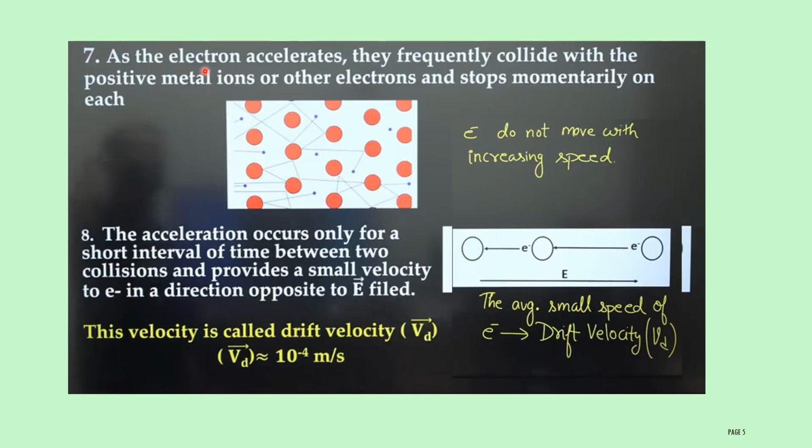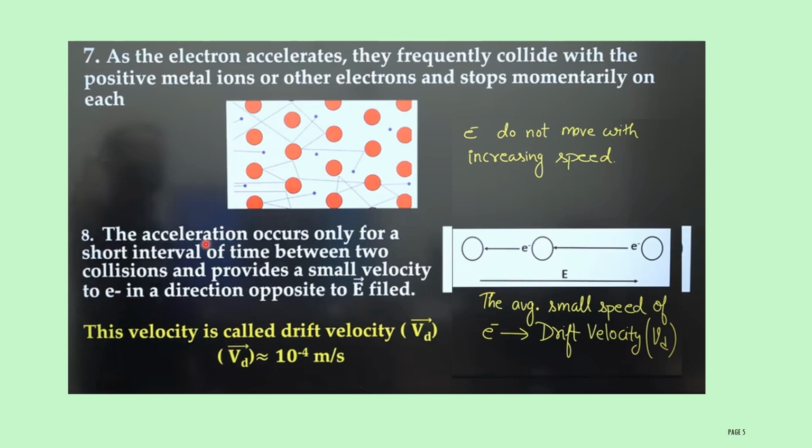Next point, the seventh one: as the electrons accelerate, they frequently collide with positive metal ions or other electrons and stop momentarily. When an electron is released from any metal, it creates a positive metal ion. When this electron gets accelerated, it moves with very high speed. When it is moving, it will collide with a positive metal ion or other electrons, then the velocity of that accelerated electron will decrease. Electrons do not move with increasing speed. The speed of the electrons gets reduced because of the collision with other metal ions or other electrons.